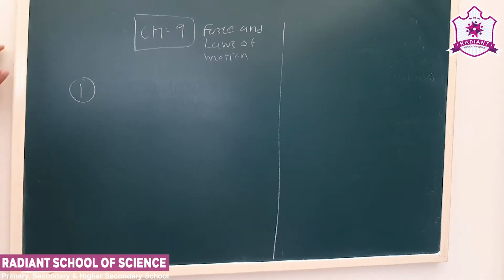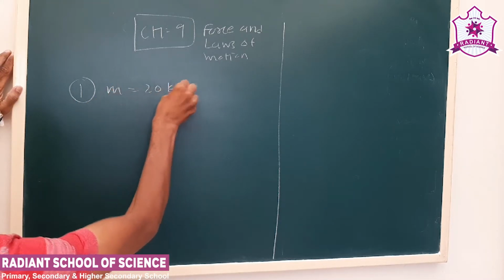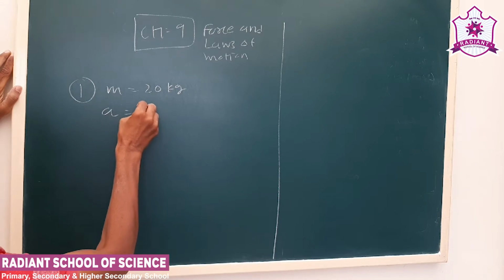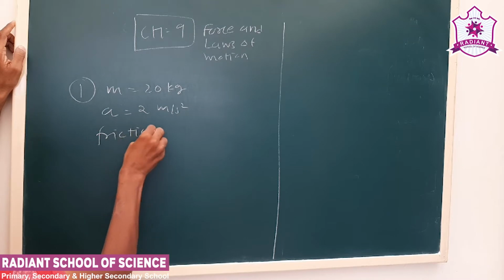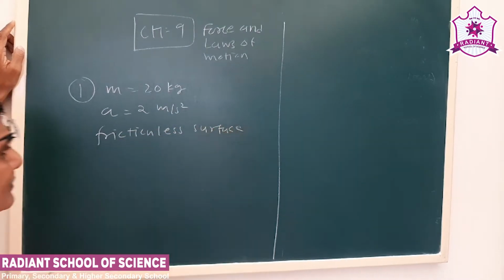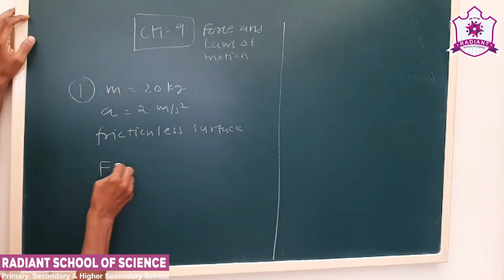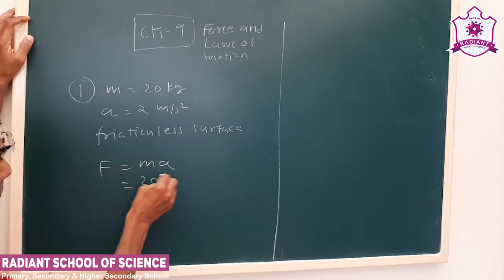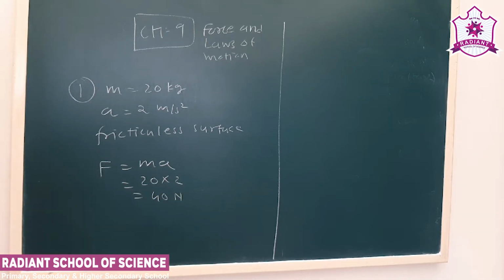Let us say a 20 kg mass is to be given an acceleration of 2 meter per second square on a frictionless surface. What is the force required? Now, the force is equal to ma, which is known to us. Force is in Newton. Now, another example.